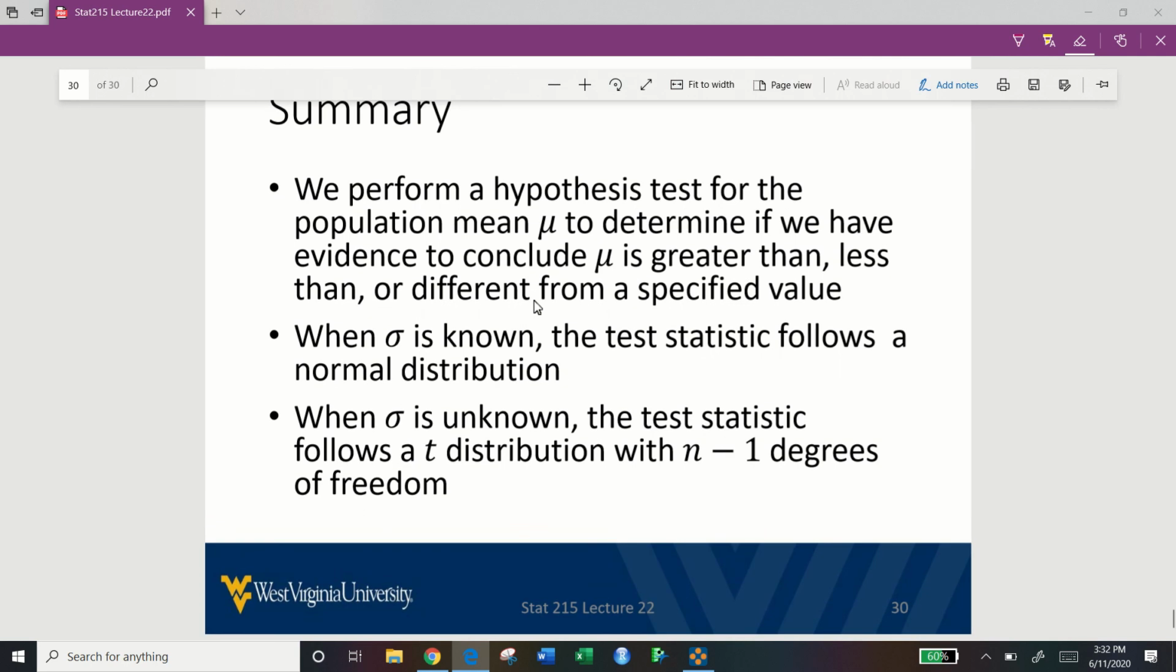Okay, so this brings us to the end of our lecture video. Let's just do a quick summary of everything we've done. First, we learned how to perform a hypothesis test for the population mean mu to determine if we have evidence to conclude that mu is greater than, less than, or different from a specified value. We learned that when sigma is known, the test statistic follows a normal distribution, and when sigma is unknown, the test statistic follows a t-distribution with n-1 degrees of freedom.